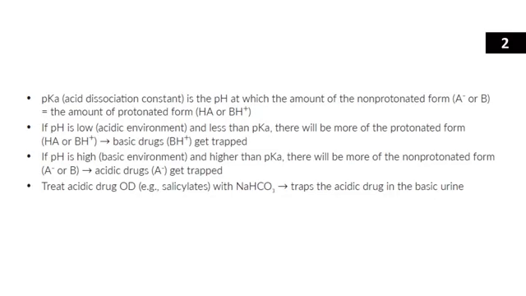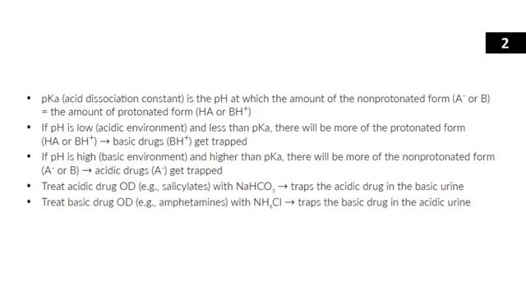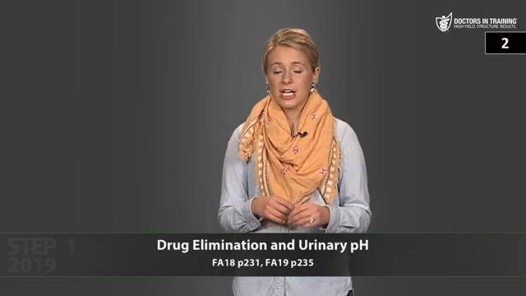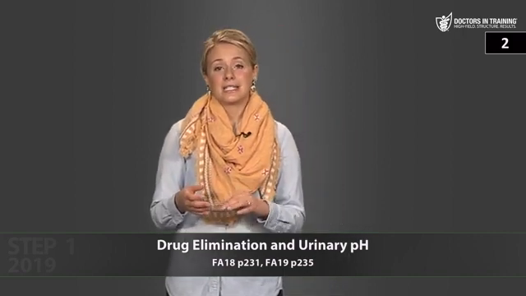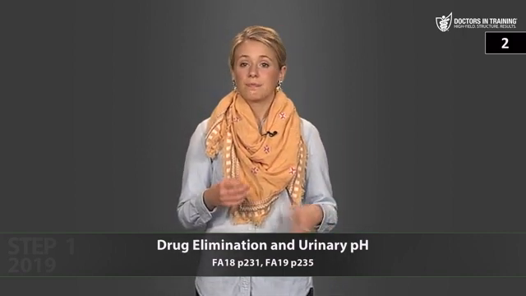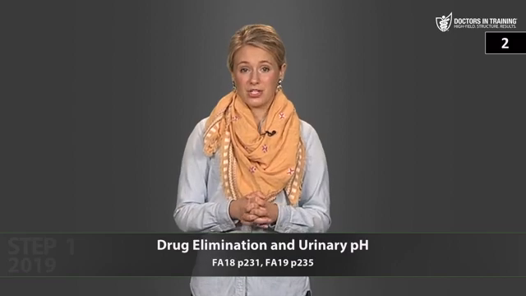Then the last bullet says, to treat overdoses of basic drugs like amphetamines, you acidify the urine by giving ammonium chloride. So ammonium chloride acidifies the urine and traps those basic drugs in the acidic urine. So you give bases to help eliminate acids and acids to help eliminate bases. So that's pretty much it for drug elimination and urinary pH.